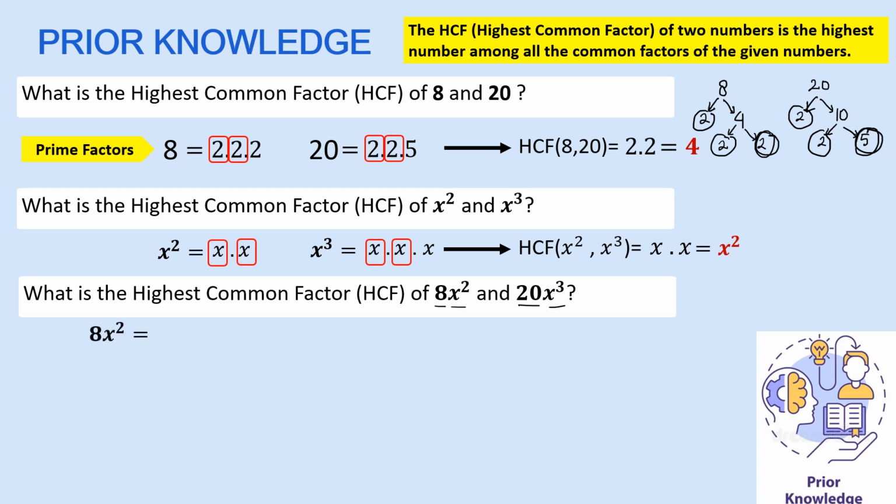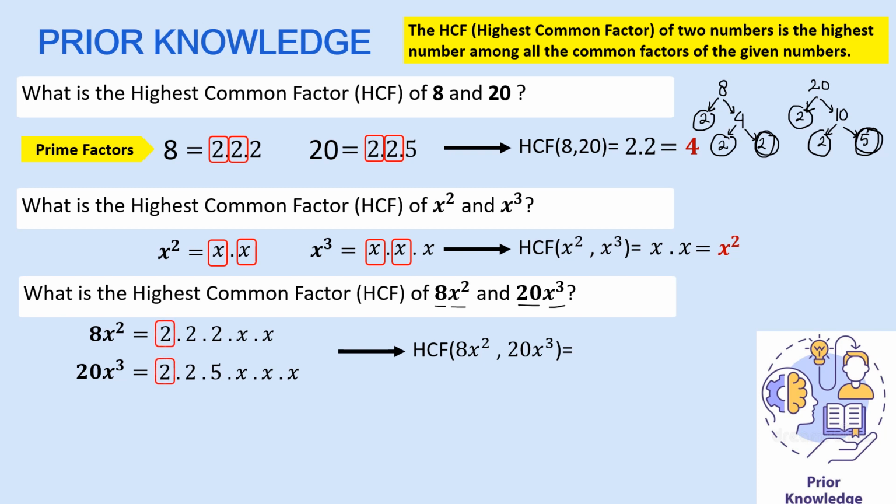So first, let's decompose 8x squared. We can decompose 8 into 2 times 2 times 2 and decompose x squared into x times x. And 20x cubed into 2 times 2 times 5 times x times x times x. So the HCF of those two terms is, you can find out the common factors first. The common factors are 2 and 2, x and x. So the HCF is 2 times 2 times x times x, which equals 4x squared.